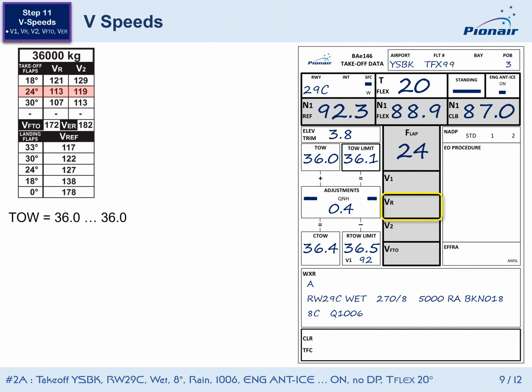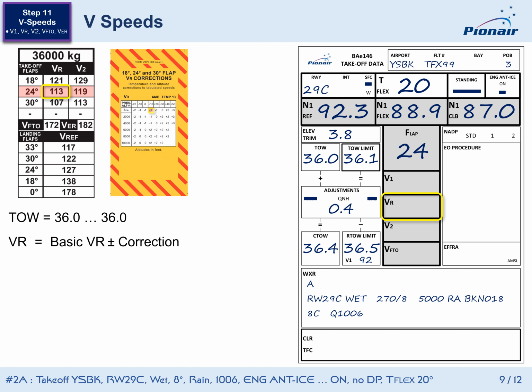Okay, so from the 36-ton card, flap 24 takeoff, the VR and basic V1 is 113 knots. Now we need to correct that VR for temperature and pressure. So our final VR will be equal to the speed card basic VR with a correction from the VR correction table. In this case, 8 degrees and sea level comes with a correction of -1 knot. So the VR for the toll card is 112 knots.